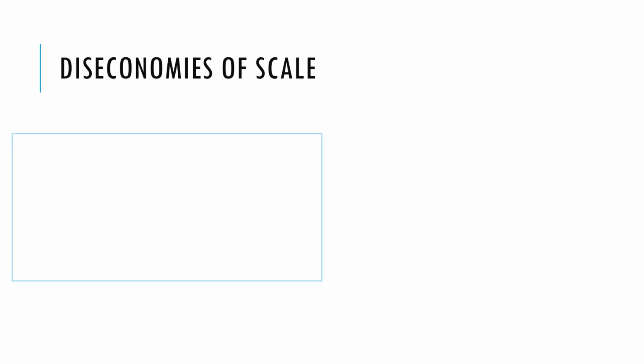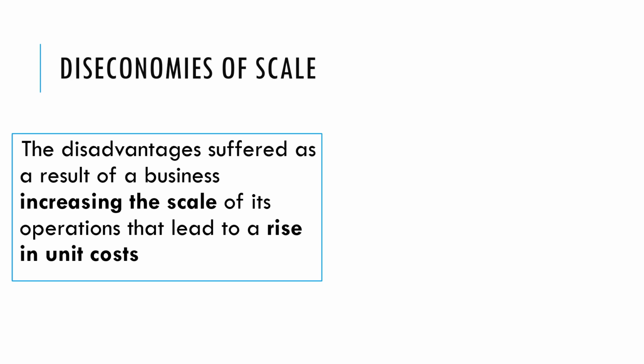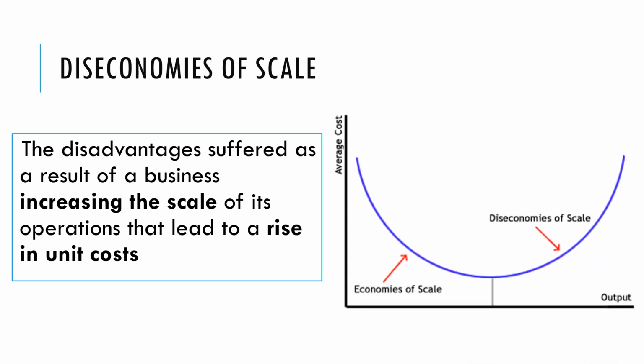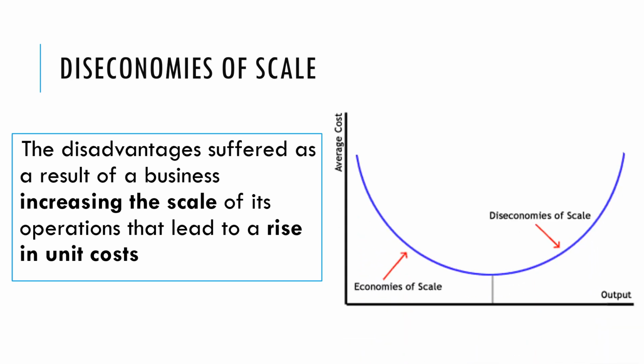Now let's move on to diseconomies of scale. Diseconomies of scale are when, as the business increases the scale of its operations, there is a rise in unit cost. So we can see on the right hand side here, as output increases, average cost rises, we'd say that the business is experiencing diseconomies of scale.